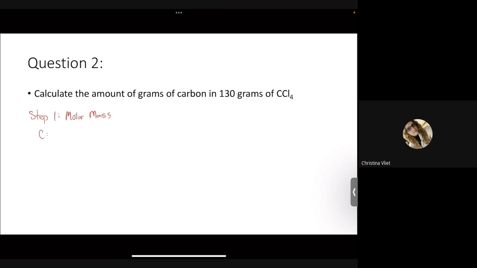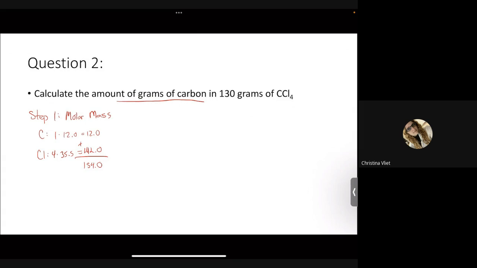Carbon, 1 times 12, 12. Fluorine, 4 times 35.5, 142. 12 plus 142, 154. Then because I'm only looking for carbon, do I care about chlorine? Do I have to do any work for chlorine? No, I just need to do the work for carbon, right?